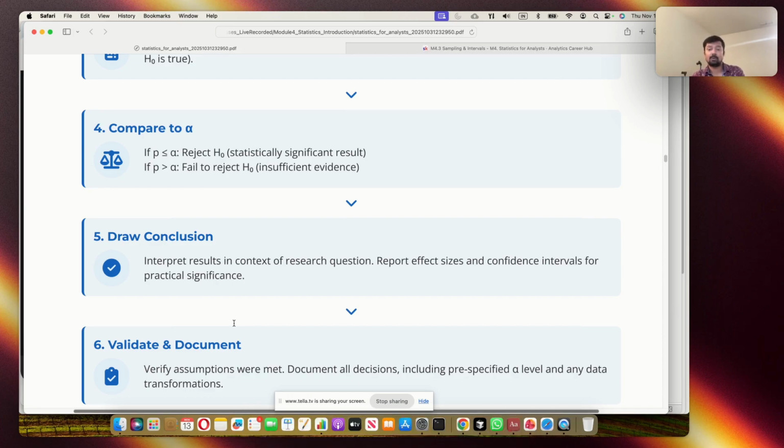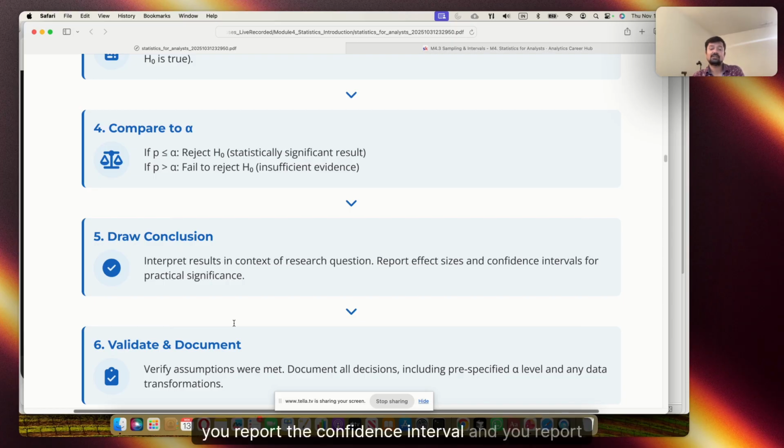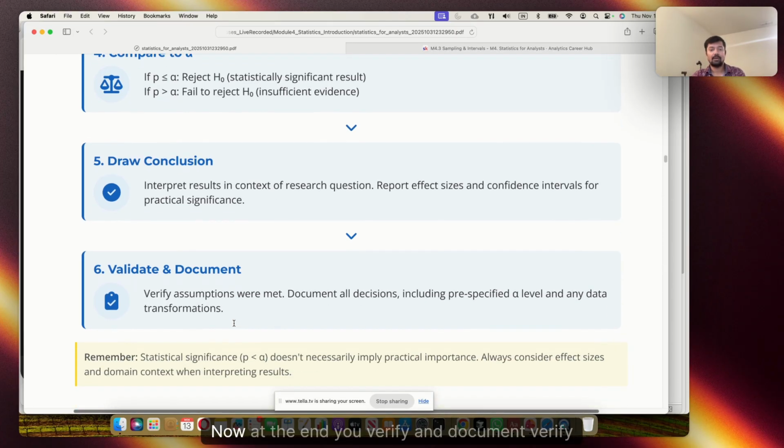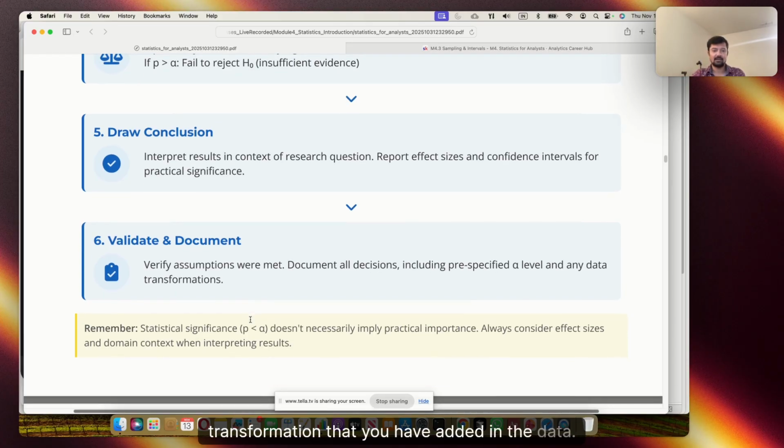You report the effect size, you report the confidence interval that we have discussed in the previous module, how to detect the confidence interval from the variance or from the population. For the critical significance, you report the effect size, you report the confidence interval, and you report the p-values. Now at the end, you verify and document. Verify assumptions that were made, document all the decisions, include pre-selected alpha levels and any kind of transformation that you have added in the data. Statistical significance doesn't necessarily imply practical importance.